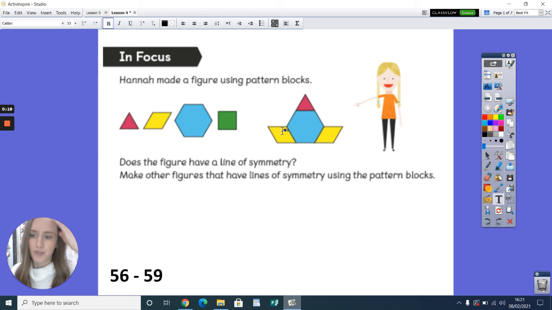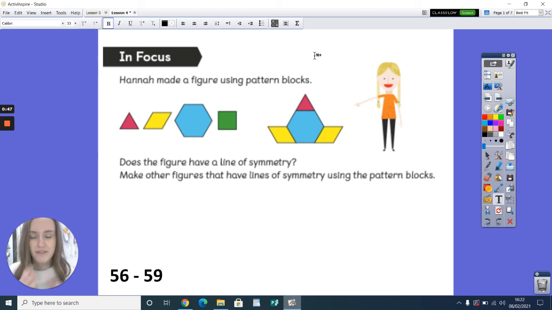Okay, I want you to pause the video and have a look at the shape, and can you tell your adult whether this shape is symmetrical? So does it have a line of symmetry? So we learned what symmetry was yesterday, and if a shape is symmetrical, you can fold it in half, and one side is the exact same as the other side. Okay, and if you folded it, it would overlap perfectly.